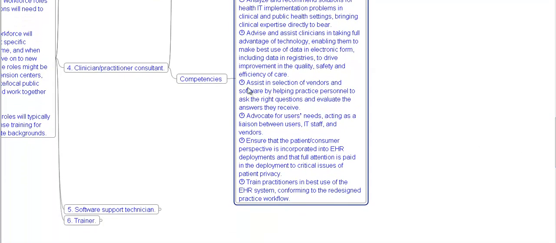Assist in selection of vendors and software by helping practice personnel to ask the right questions and evaluate the answers they receive, advocate for users' needs, acting as a liaison between users, IT staff, and vendors, ensure that the patient, consumer perspective is incorporated into EHR deployments and that full attention is paid in the deployment to critical issues of patient privacy, and train practitioners in best use of the EHR system conforming to redesigned practice workflow.